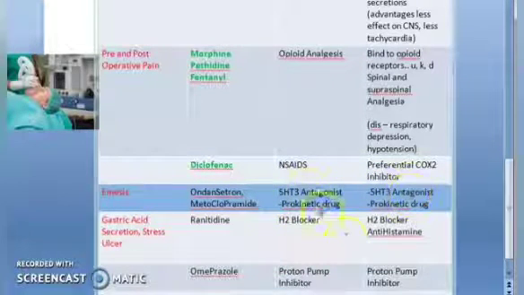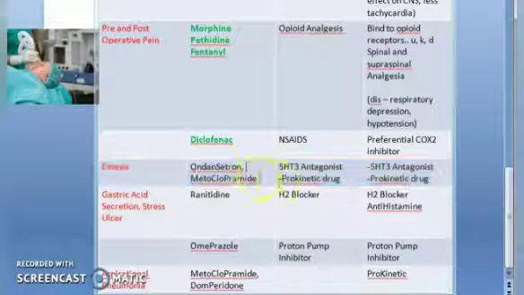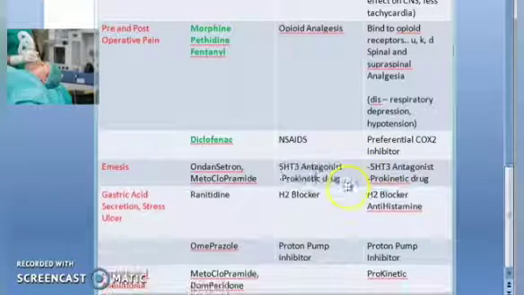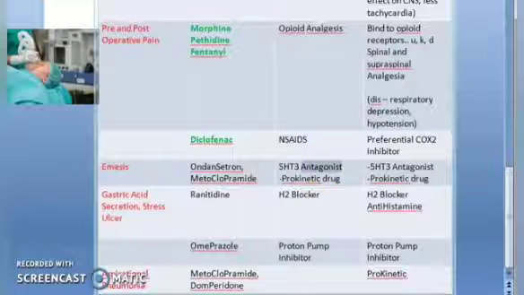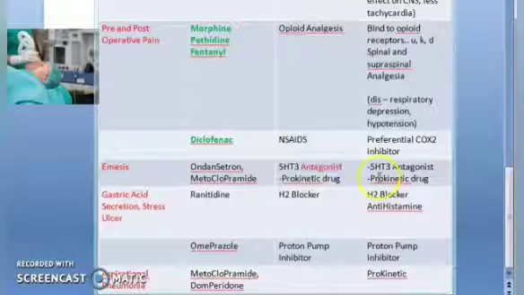Emesis. Now, emesis is a problem that you are expecting. So, how will you handle emesis? Obviously, with an antiemetic. Antiemetic example, ondansetron, metoclopramide. How does ondansetron work? It is a 5-HT3 antagonist, serotonin antagonist. Antagonist is going to inhibit the action. Alright. So it is an antagonist, 5-HT3 antagonist.